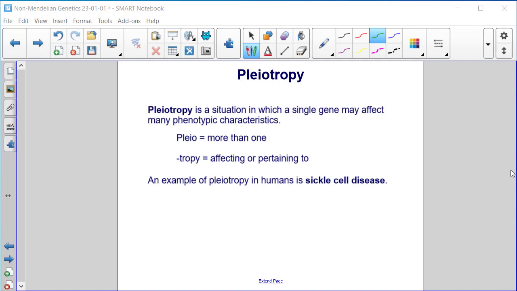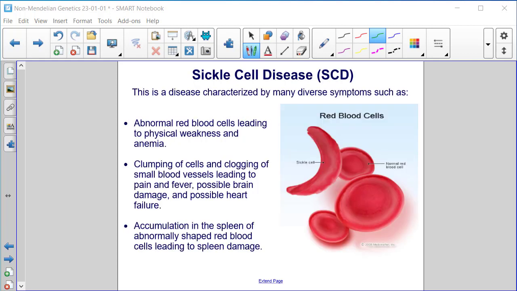Pleiotropy. Pleiotropy is a situation in which a single gene may affect many phenotypic characteristics. Pleio meaning more than one, tropy meaning affecting or pertaining to. So affecting or pertaining to more than one phenotypic characteristic. An example of pleiotropy in humans is sickle cell disease.